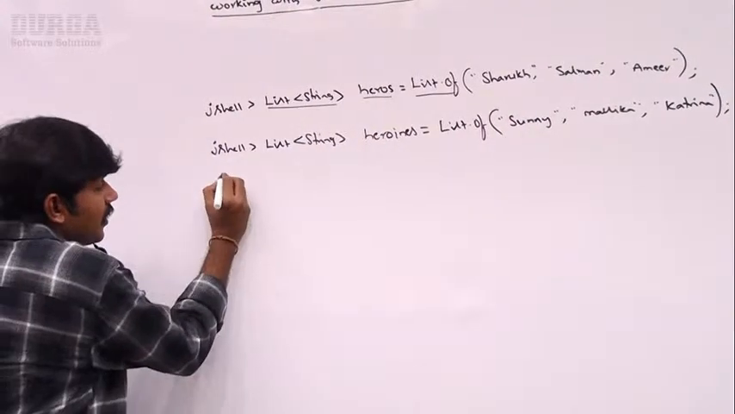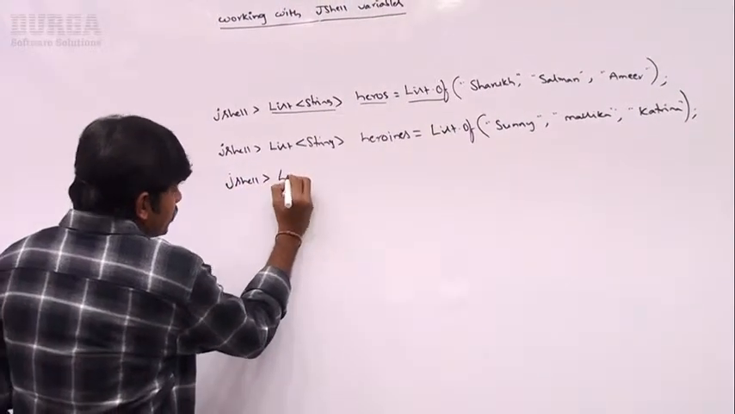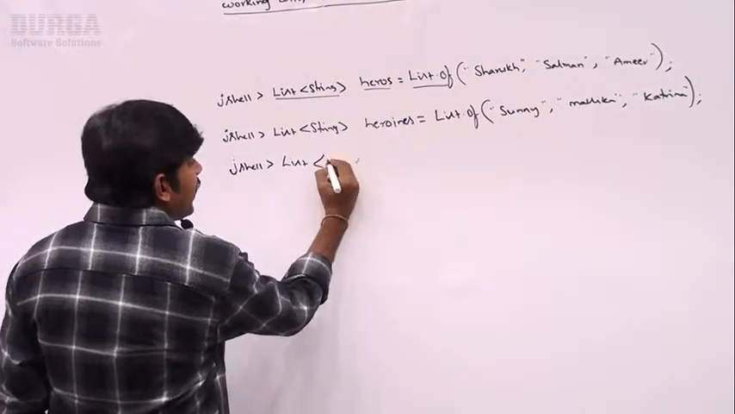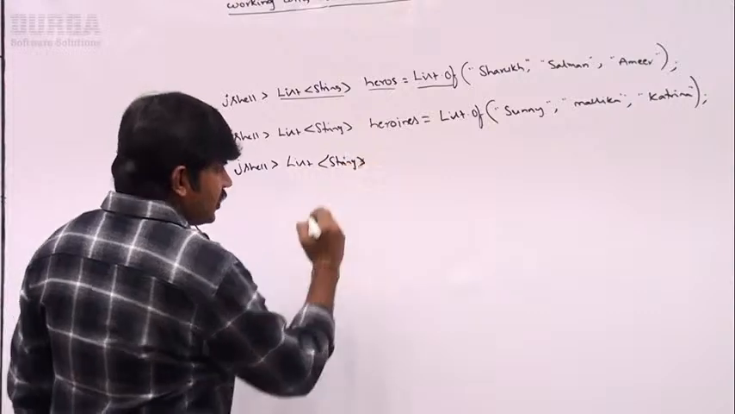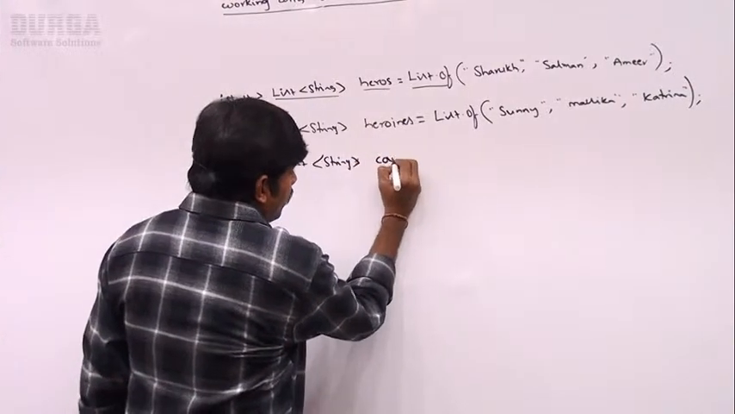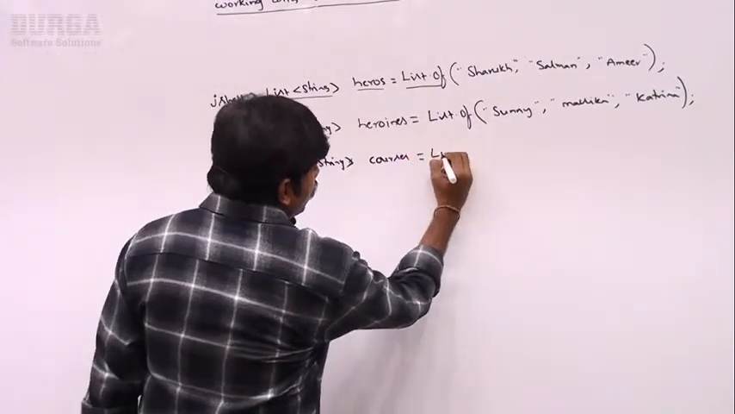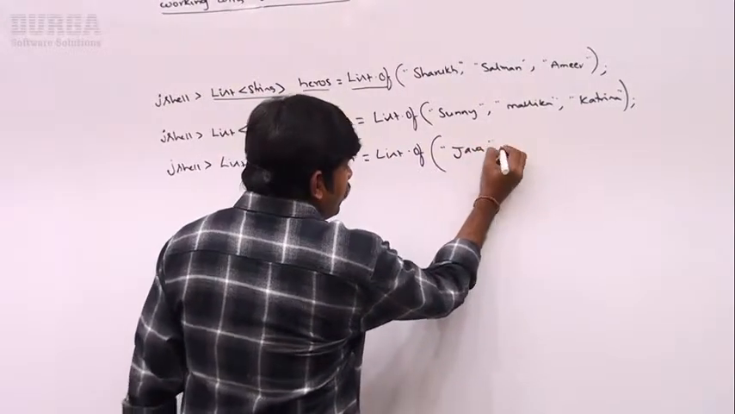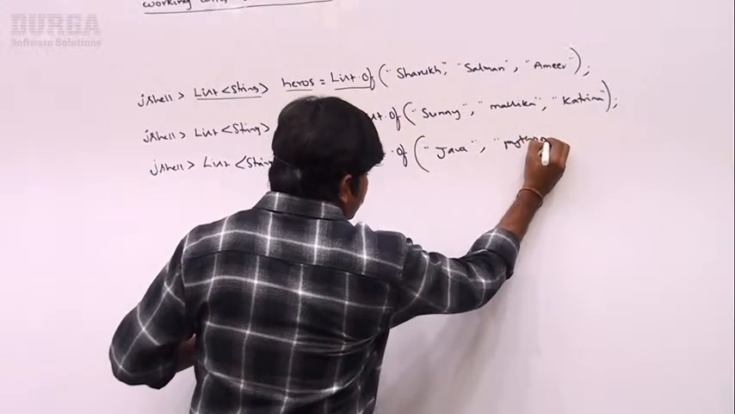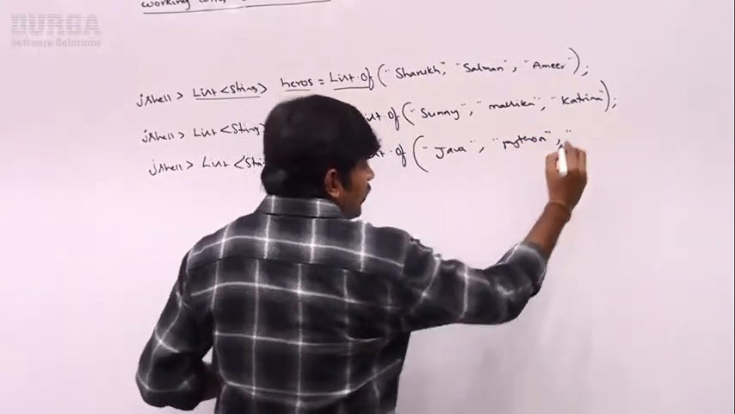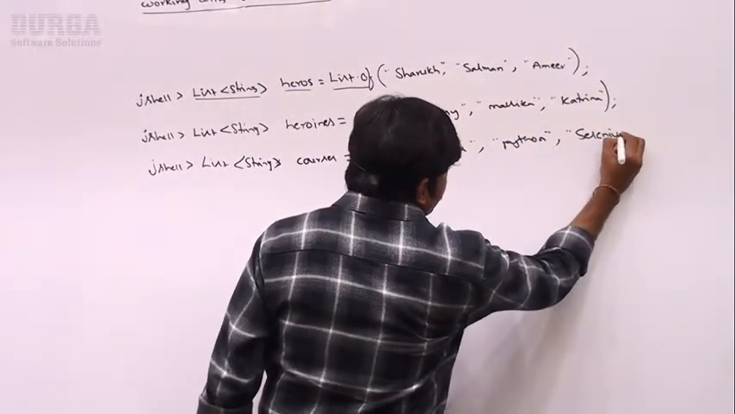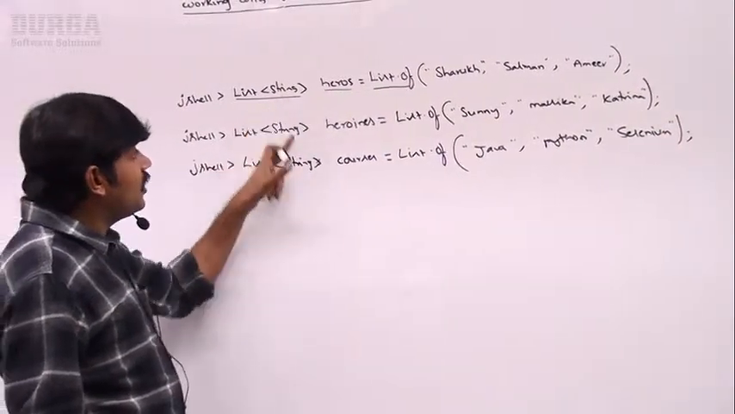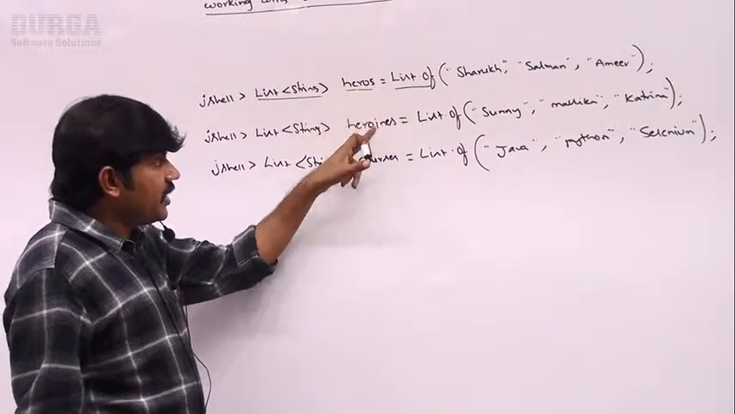Assume that. Sir, now I'm taking list of courses. You can take list of courses. Again, it is string only because each course name is a string. Sir, now I'm taking courses is equal to list dot of. You can take Java. You can take Python. Next, Java, Python, Selenium, like this I'm taking, sir. Now, sir, how many list objects did I take? So, first list, second list, third list.